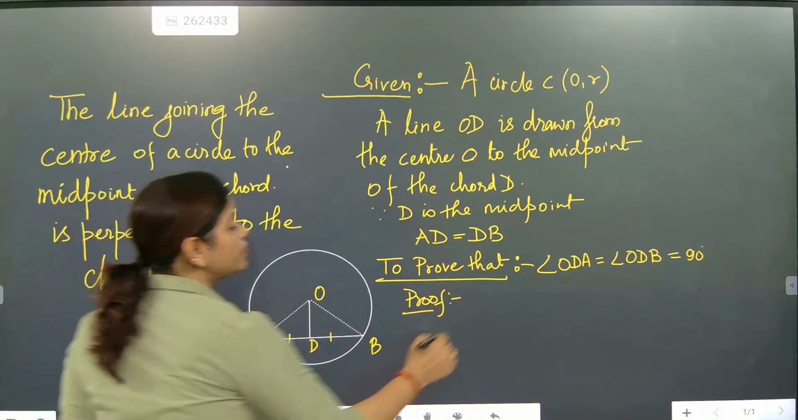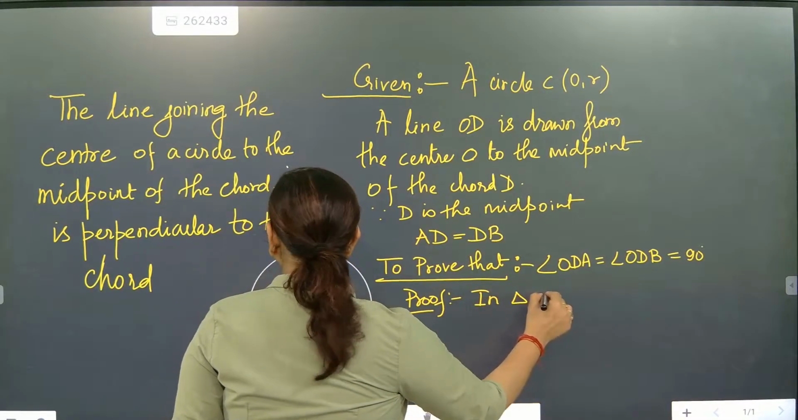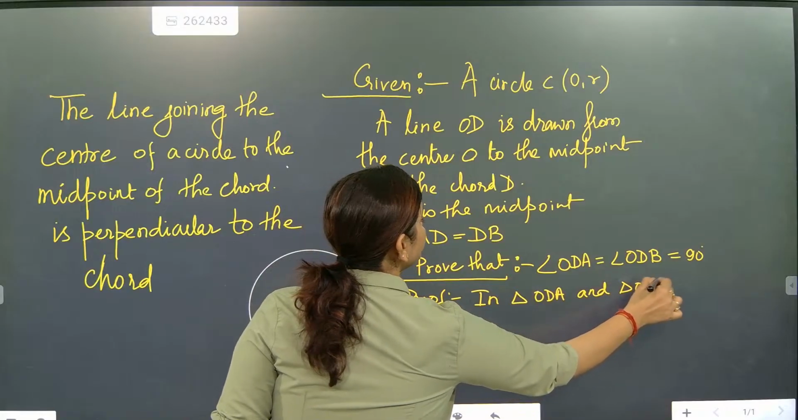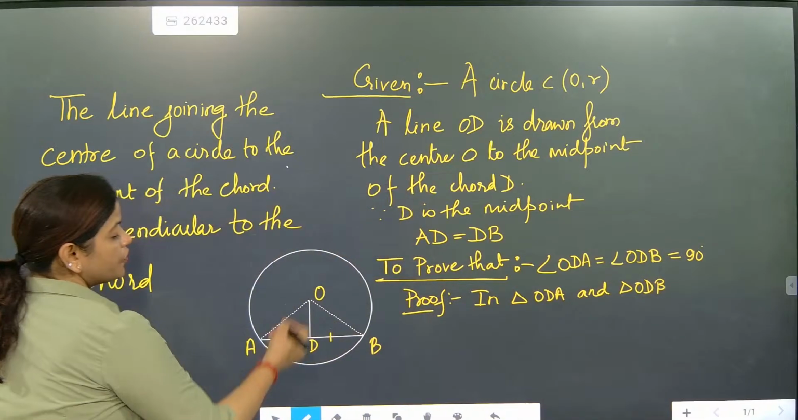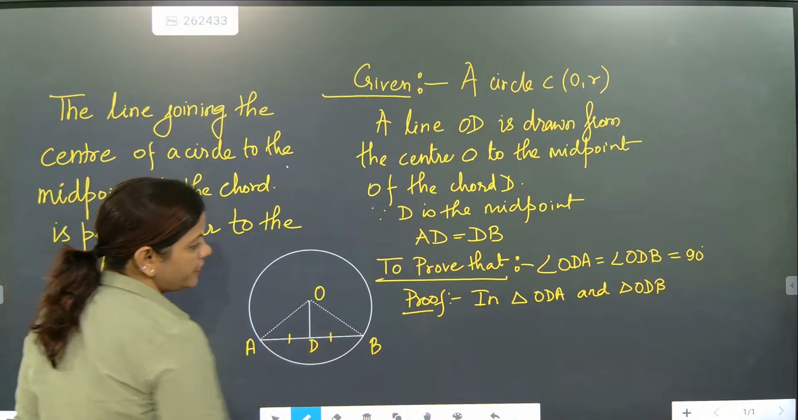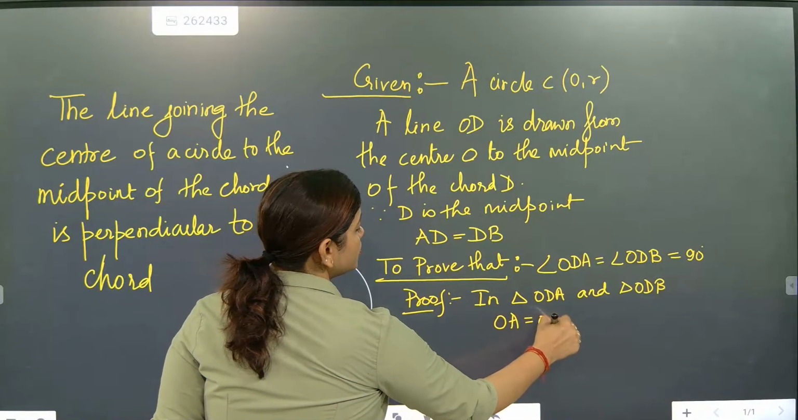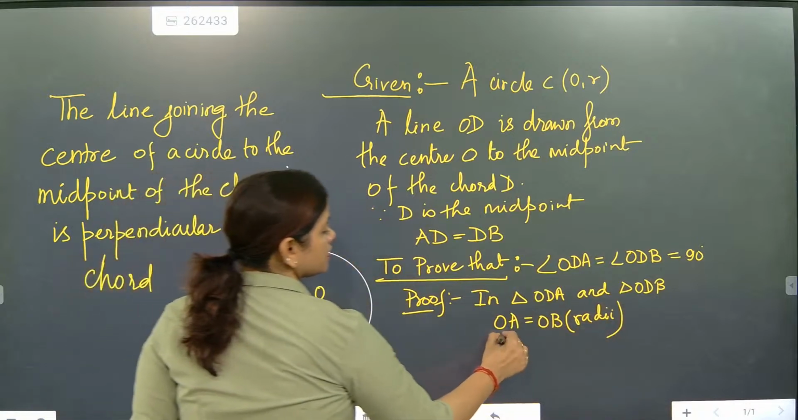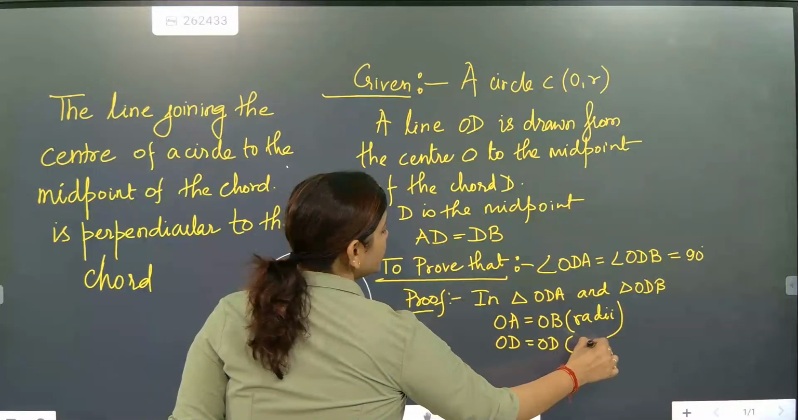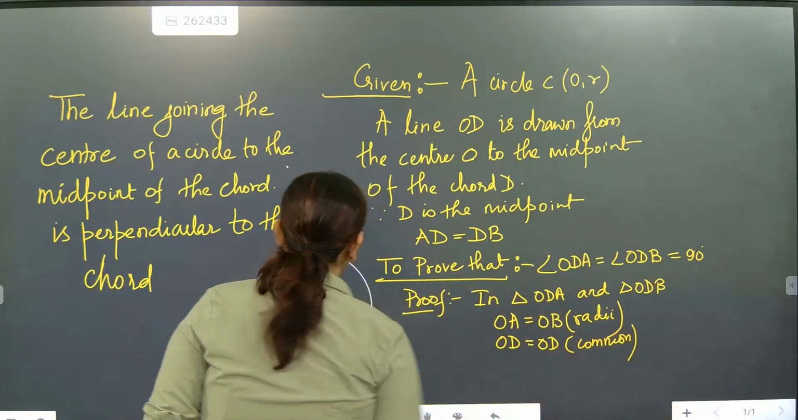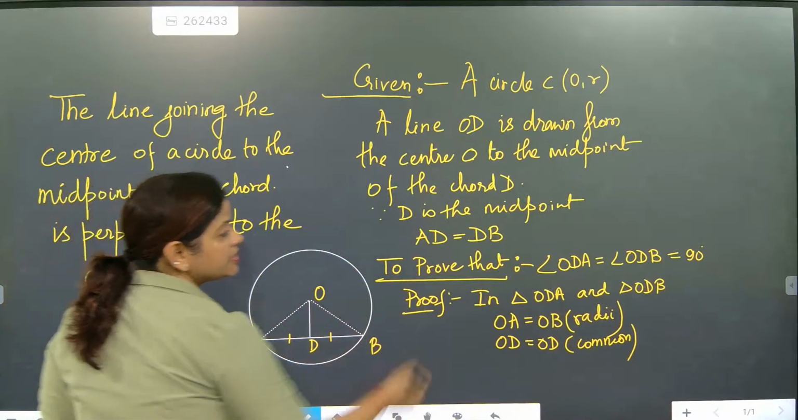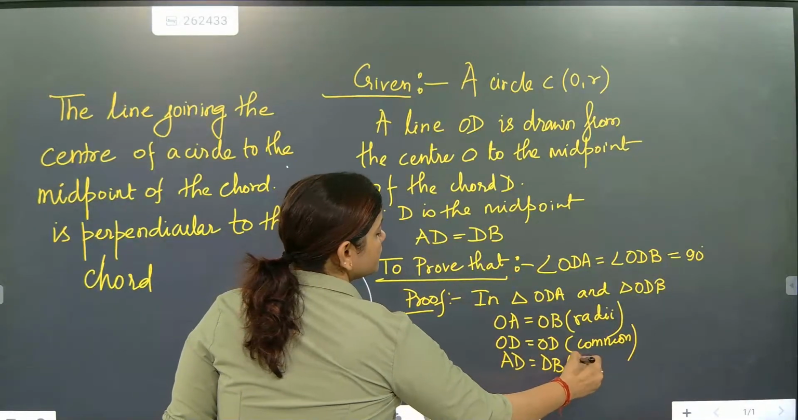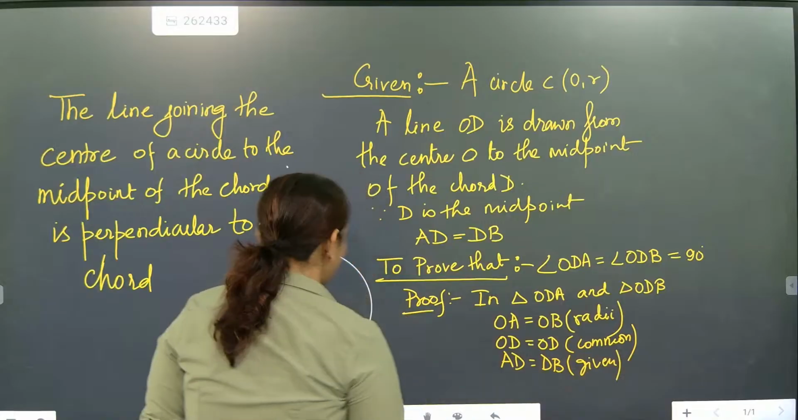Which two triangles are we going to take? Very good. So in triangle ODA and triangle ODB, first, OA is equal to OB. Why? Because they are radii of the circle. Second, what is common? OD is equal to OD, it is common. And next, AD is equal to DB, that is given. This given section has indicated AD is equal to DB: bisector, midpoint, everything is given.